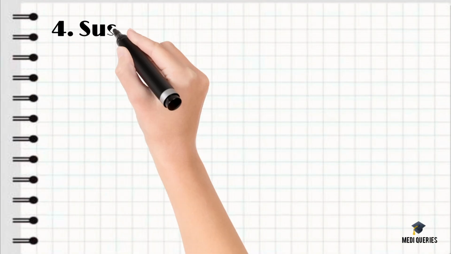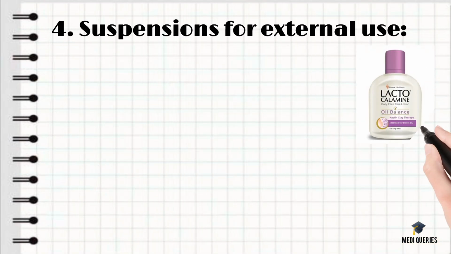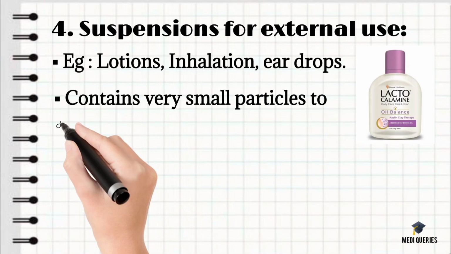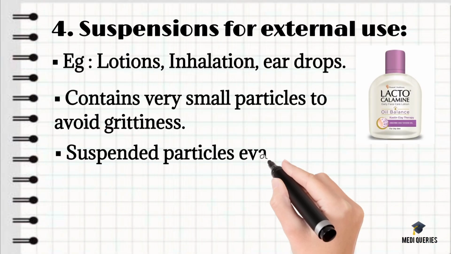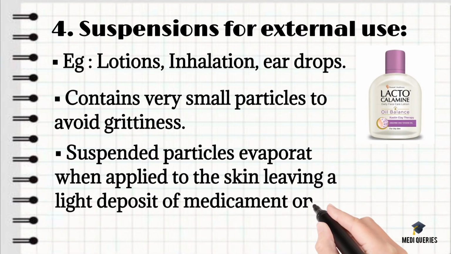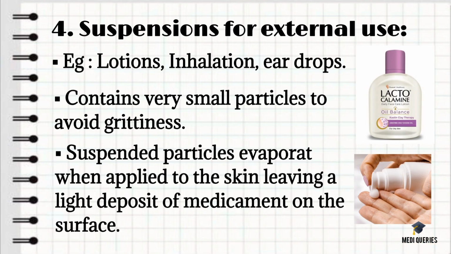And next one is the suspensions for external use. These suspensions are made for external use, for example lotions, inhalations, ear drops, etc. These suspensions contain very small particles to avoid grittiness. Lotions containing suspended particles evaporate when applied to the skin, leaving a light deposit of the medicament on the surface here.